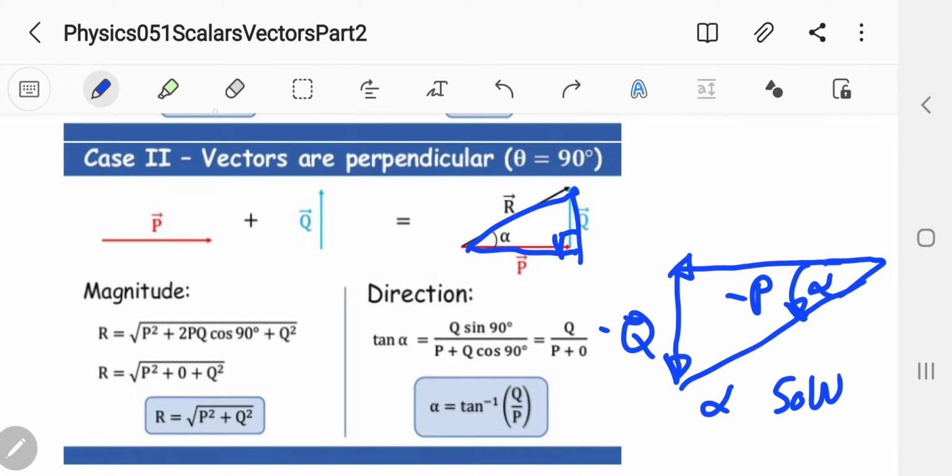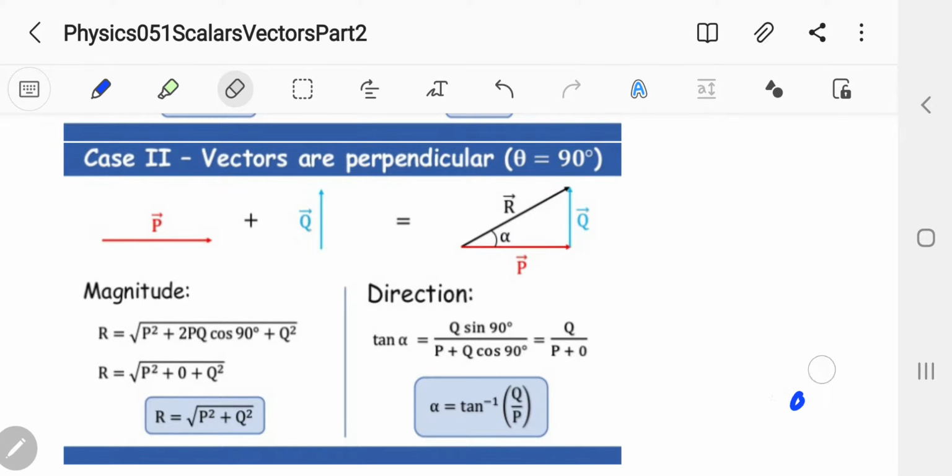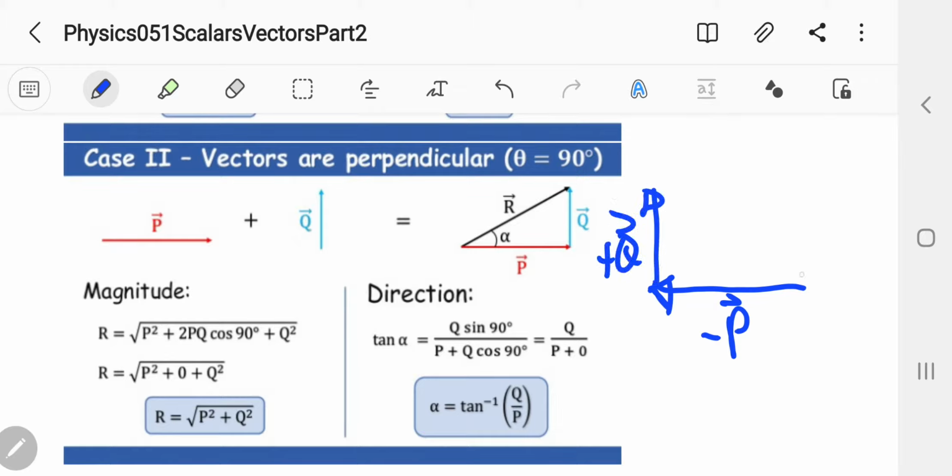And how about when P is negative and Q is positive? When P is negative, you have to write the direction here, negative P. And then, of course, you have Q, positive Q. So alpha would be measured here. And this is, the direction is north of west.